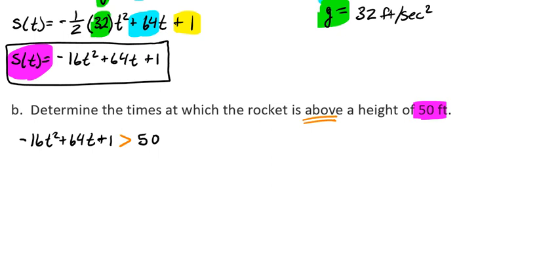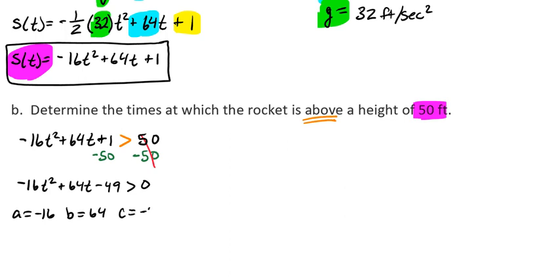So to solve this, we want everything on one side of the inequality. So we're going to move the 50 over. So that's going to give us -16t squared plus 64t minus 49 is greater than 0. And then from here, we're going to use the quadratic formula. So we're going to have an a value of -16, a b value of 64, and a c value of -49.